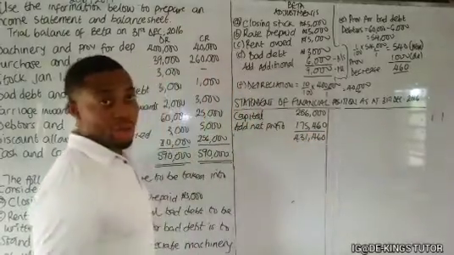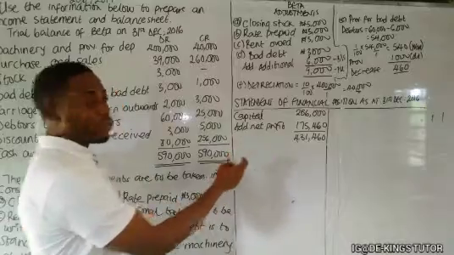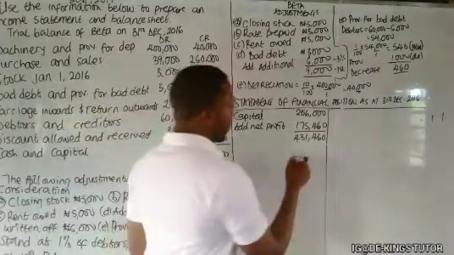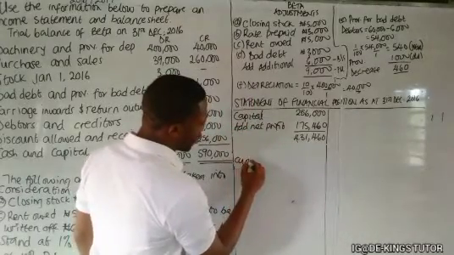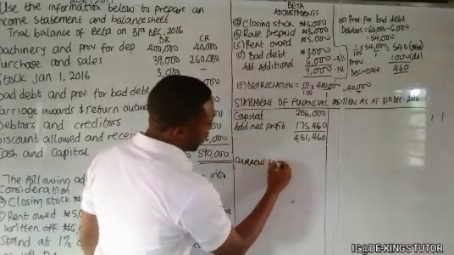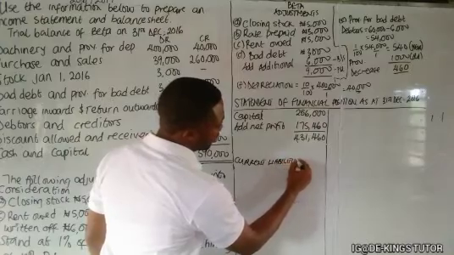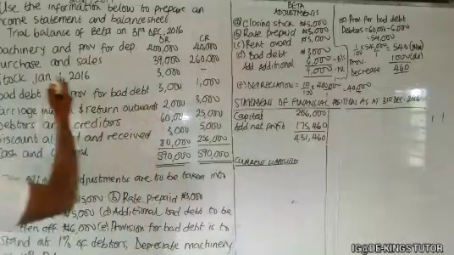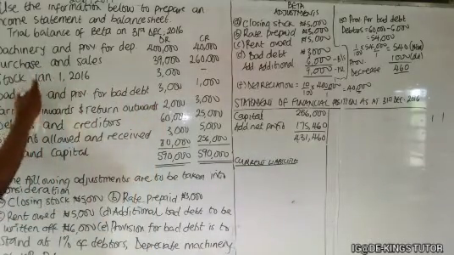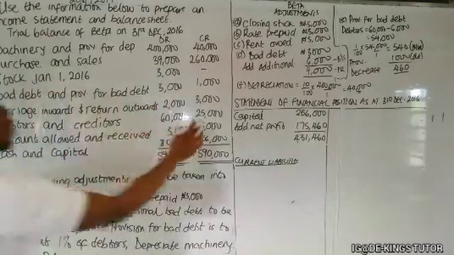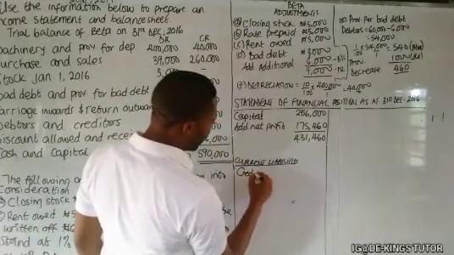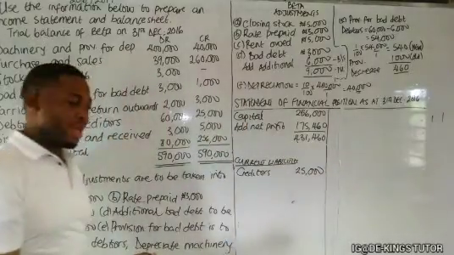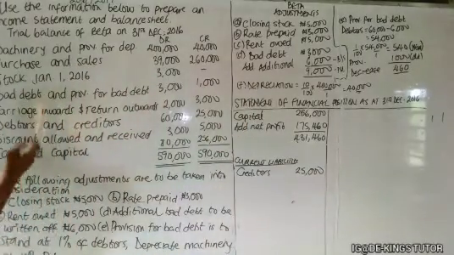If you add up, you have 431,460. Now I'm supposed to less drawings, but from this question there are no drawings. So we can move to our current liabilities. Let's check our current liabilities. There is creditor here as 25,000. Creditor is 25,000.